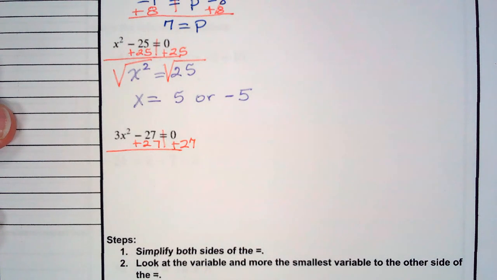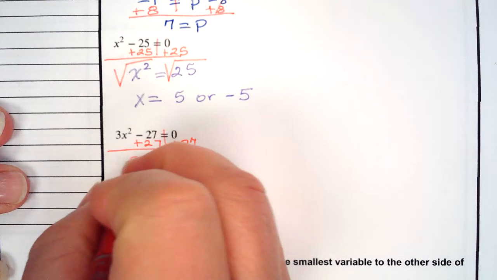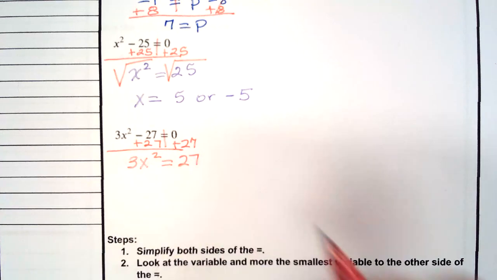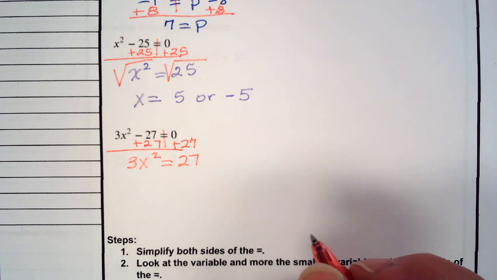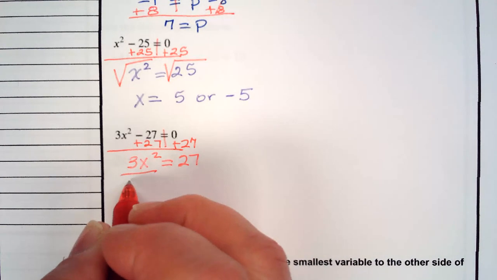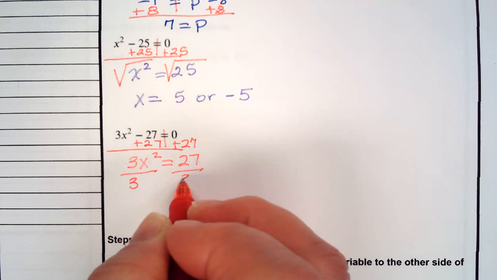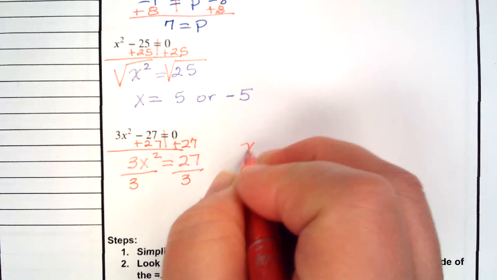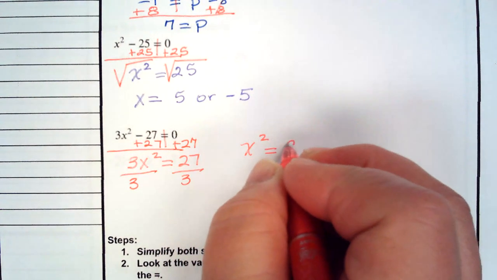So the next question is, what do I do next? I've added the 27. 3x squared is equal to 27. Do I have my x squared term by itself? No. So I've got to divide both sides by 3, and I end up with x squared is equal to 9.